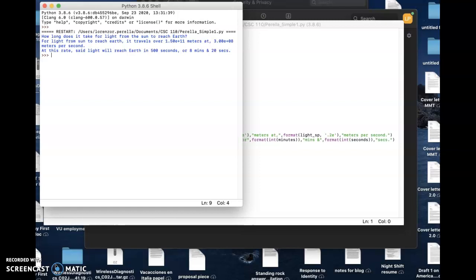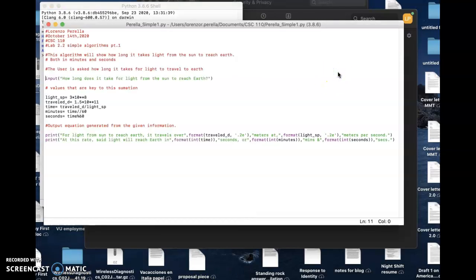on simple algorithms. First, figuring out how long it takes for light from the sun to reach Earth. To do so, once I've put in the basic information, the algorithm shows that it takes a certain amount of time to reach the Earth. And to do this, we need to do calculations.